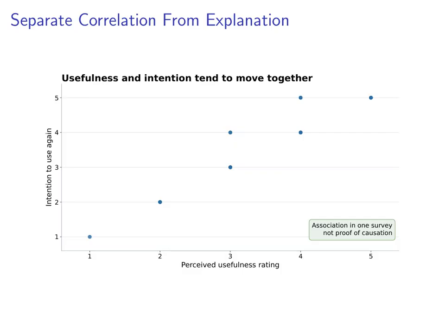Perhaps students who already use campus services more often gave both ratings, or perhaps a successful first task influenced both answers. The survey also measured both variables at one time. We can report the association and ask an interview question about why students decide to return. We cannot claim a causal explanation from these responses alone.